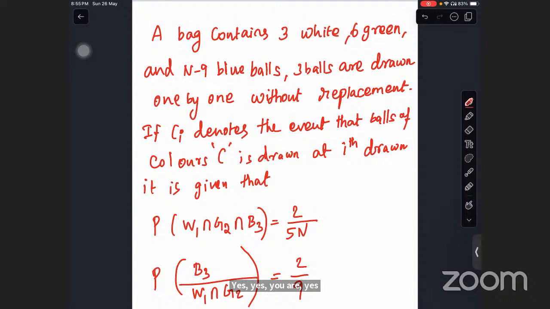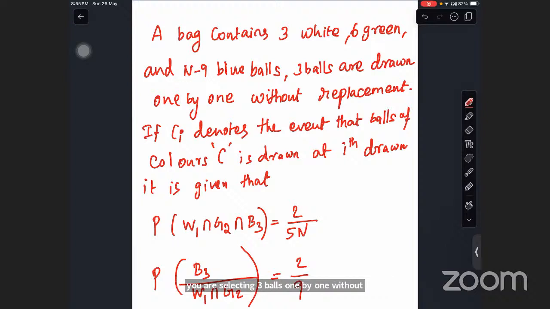Good evening, all of you. So you can see there is a question from probability, and we'll discuss that. We have a bag containing 3 white balls and 6 green balls, and n minus 9 blue balls. And 3 balls are drawn one by one without replacement. So you are selecting 3 balls one by one without replacement.